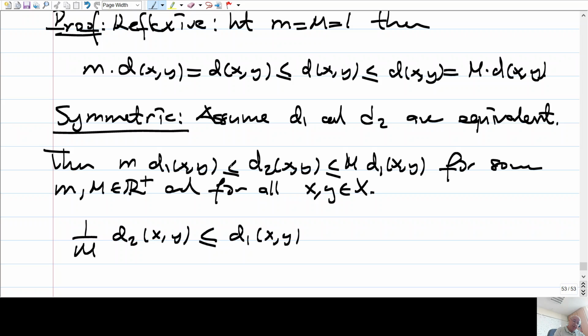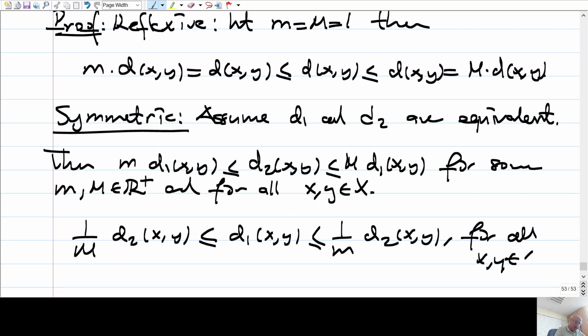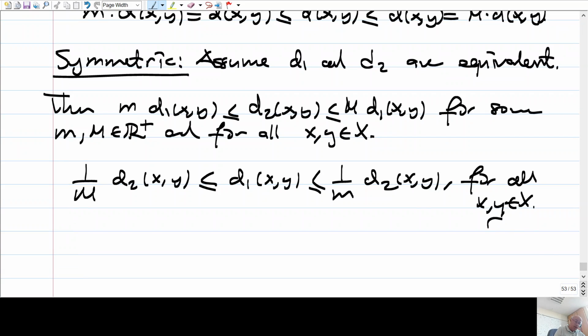And if you look at the first inequality, what you see, d1 is less than 1 over little m d2 xy. So replacing little m and big M by their reciprocals, we get this, right? This is true for all xy in X. Hence, we are done. It is symmetric.